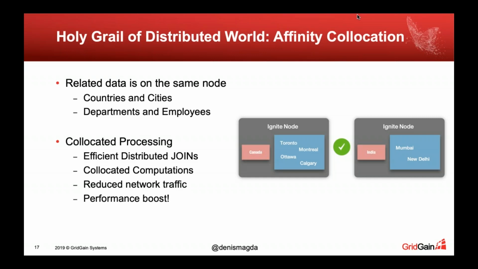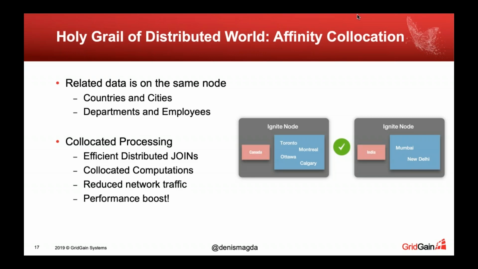So the idea with affinity collocation is that, as with relational databases, we can use foreign keys to enforce data integrity between our several relations. Let's say you have countries and cities. And for the cities table, you can say that the country ID column will be my foreign key to ensure that whenever you insert a city, that city will be added only if this country exists in the database. But a pretty similar concept is slightly changed and reused for the distributed world, for Ignite. We call it affinity collocation.